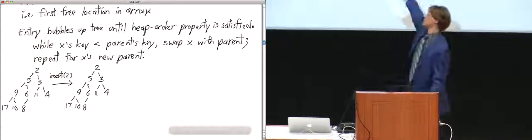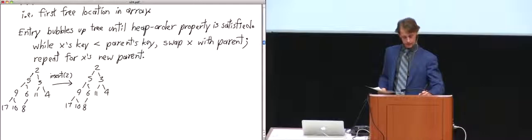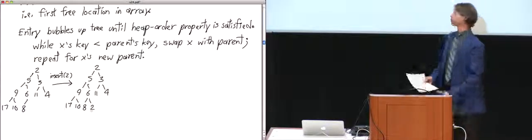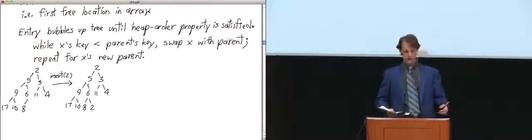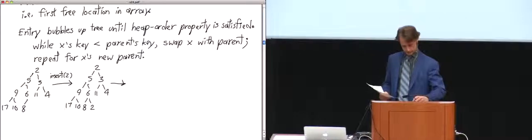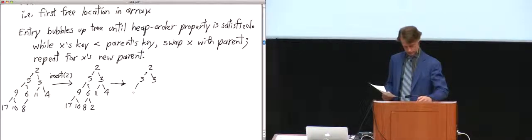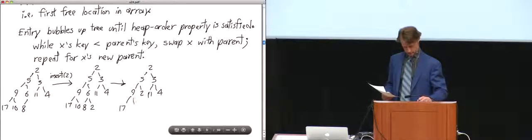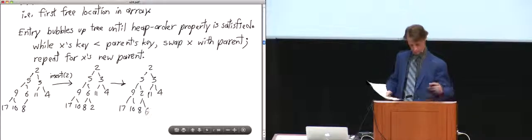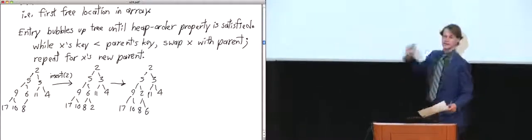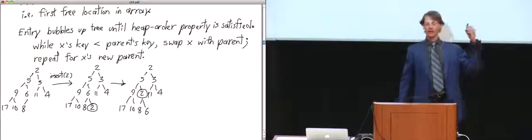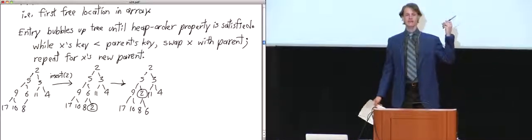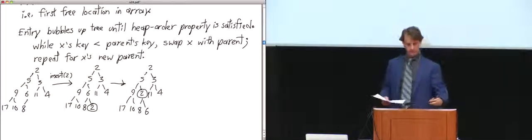And that means I look for the first empty place in the heap and I put a 2 there. And now the heap order property is not satisfied because 2 is less than 6. So that's no good. So I swap 2 with its parent. And now I test again. The 2 has risen from the bottom of the tree up 1 level. I compare it with its parent again. 2 is less than 5, so we're still not happy. We swap 2 with its parent.